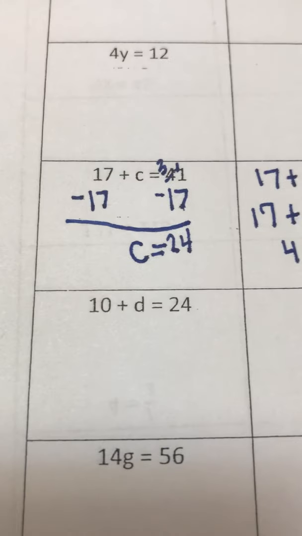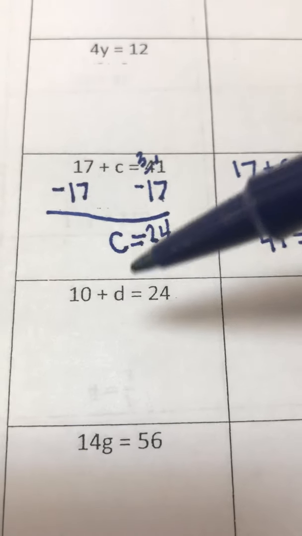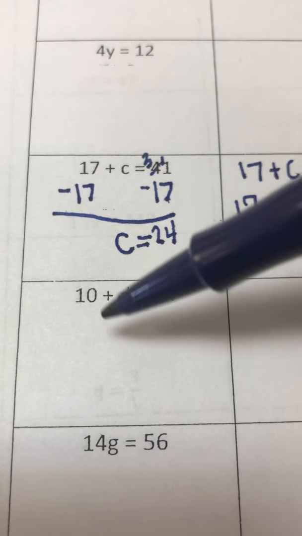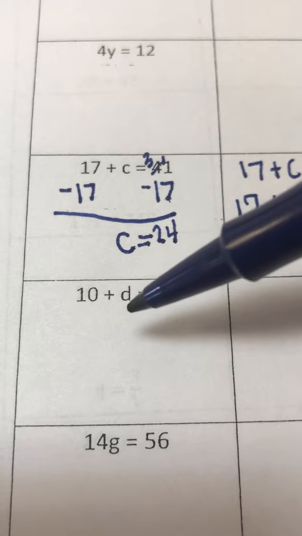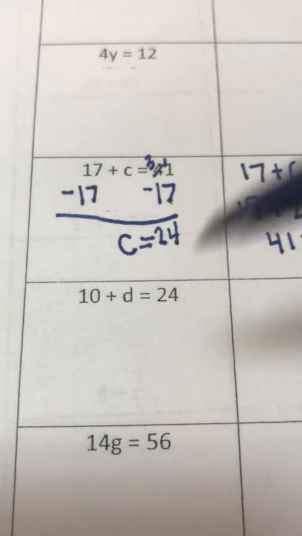Okay, let's try one more. 10 plus D equals 24. Remember, the goal is to get the variable by itself. Now would be a good time to pause the video and try this on your own.